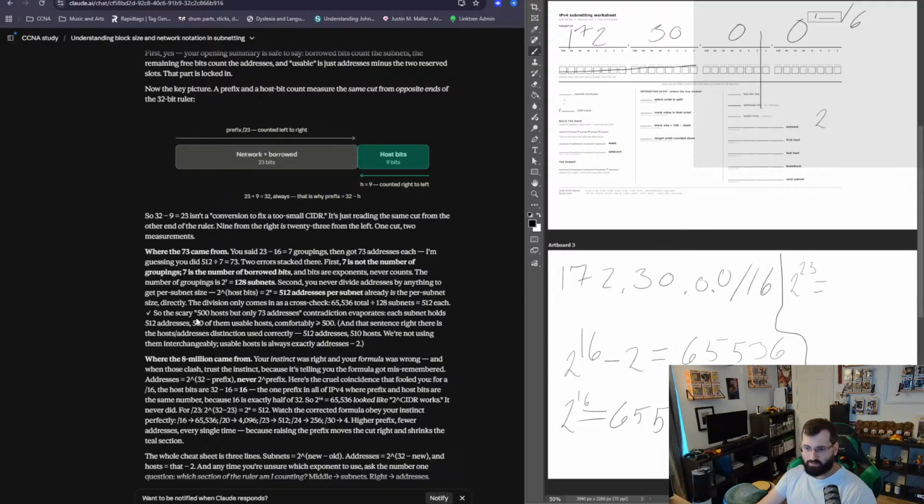So the scary 500 host condition evaporates. Yeah, you didn't really explain it to me. Each subnet holds 512 addresses, 510 usable hosts, which comfortably fits inside the 500. And then the sentence right there is the host/address distinction used correctly. 512 addresses, 510 hosts.